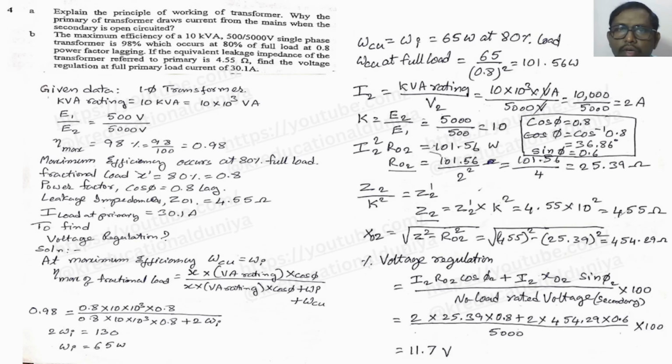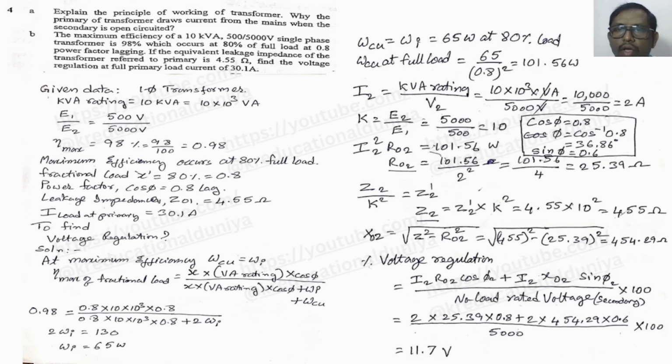Next, we need to find out X02. Why we are finding all these things is for knowing voltage regulation. There are many terms, so one by one we are going to find out. So X02 equal to under root Z square minus R02 square, that is under root 455 square minus 25.39 square, equal to 454.29 ohms.